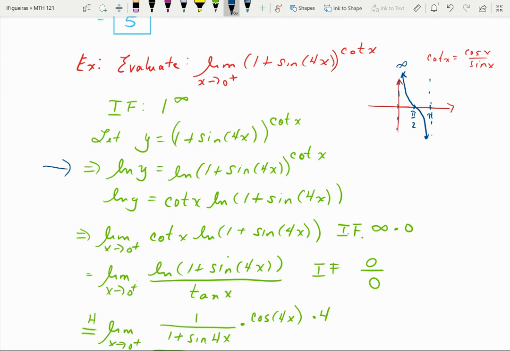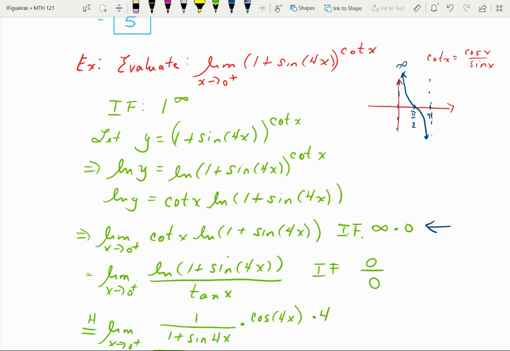From this line to the next, cotangent of x goes in front of the natural log because of the log laws. So I end up with a product, cotangent of x times ln of 1 plus sine of 4x. Well, we need to take the limit of that. And if you were to consider direct substitution, this would still be an indeterminate form of infinity times 0, but it's not a quotient. And so we know that we still have to do some manipulation.